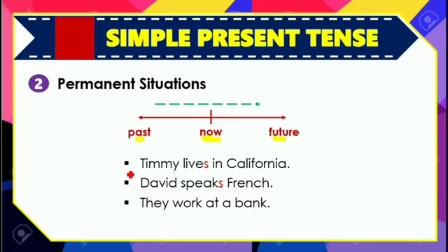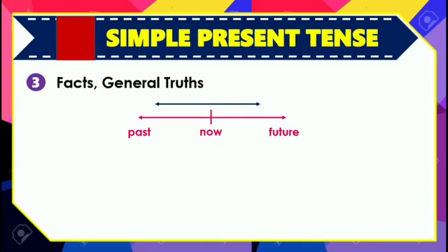So again, do not forget, if you have a singular subject like Timmy and David, you need also singular verbs like lives and speaks. So what we do is we add an s to our verb to make it singular. However, if we have a plural subject, they, you also need a plural verb. We use simple present tense when we talk about facts or general truths. An action or situation is generally believed to be true or a generally accepted fact.